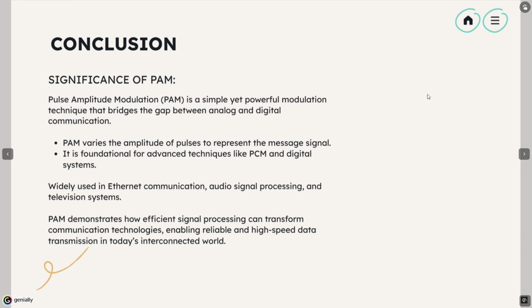In conclusion, pulse amplitude modulation, or PAM, is a simple yet powerful technique that bridges the gap between analog and digital communication. It works by varying the amplitude of pulses to represent the message signal and serves as the foundation for advanced technology like PCM and digital systems. PAM is widely applied in internet communication, audio signal processing, and television systems. It highlights how efficient signal processing enables reliable and high-speed data transmission in today's interconnected world.